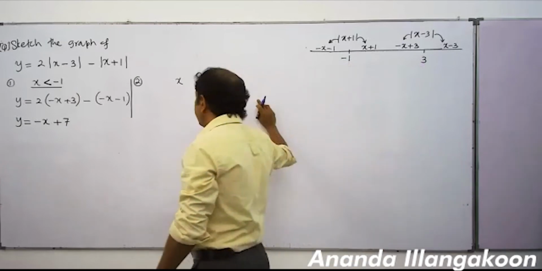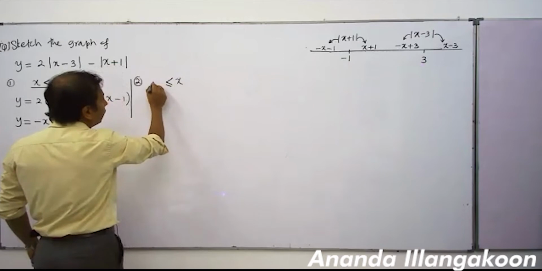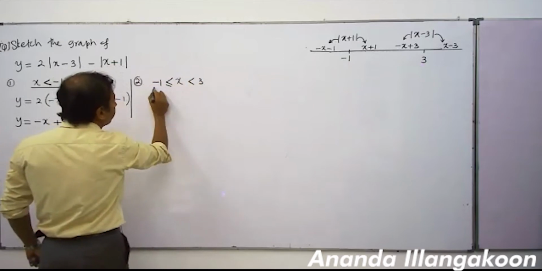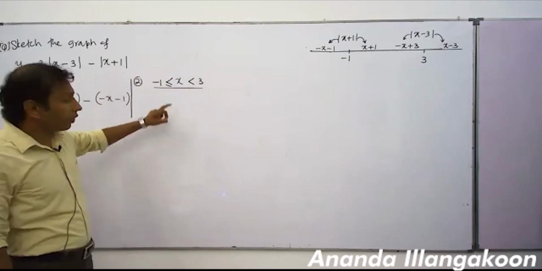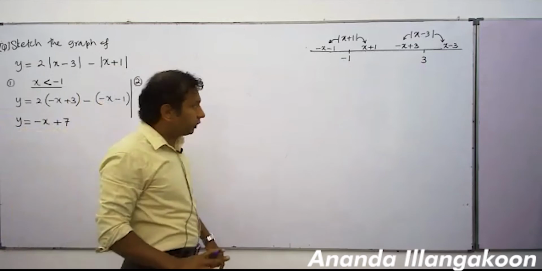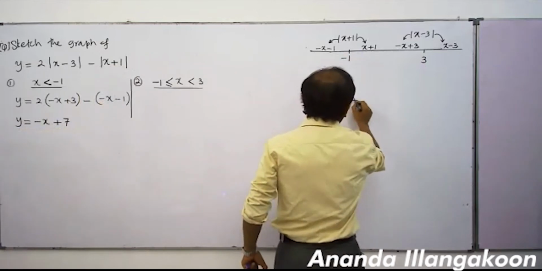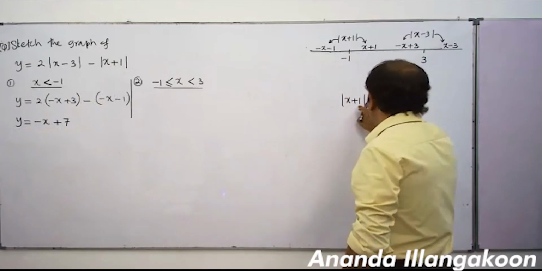In that interval we write like this: x greater than or equal to minus 1 and less than 3. This way. You might ask why this equal sign. That is because of this. When you define, people, this x plus 1 modulus, how do you define this?